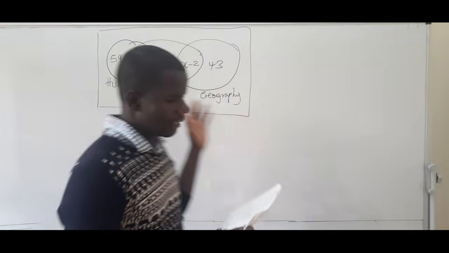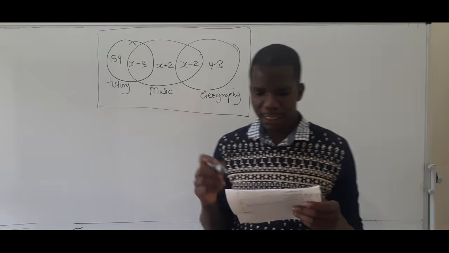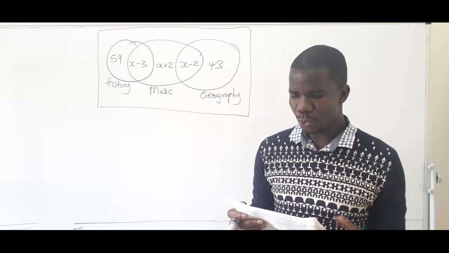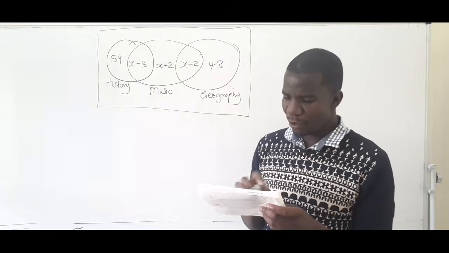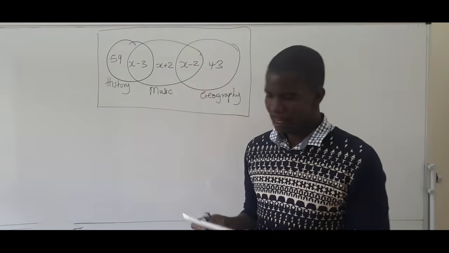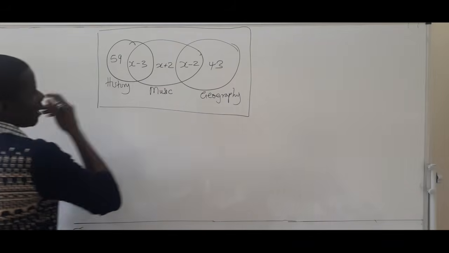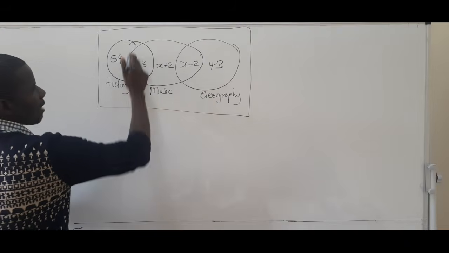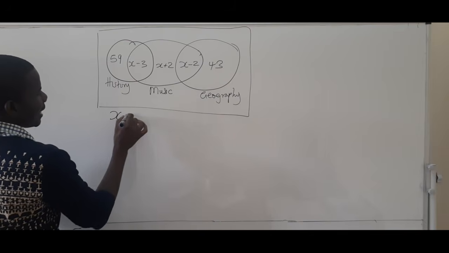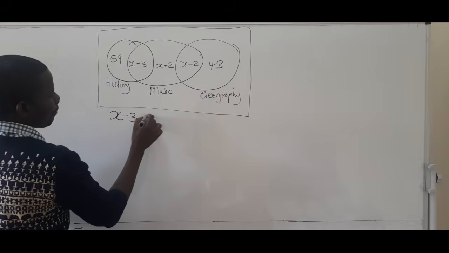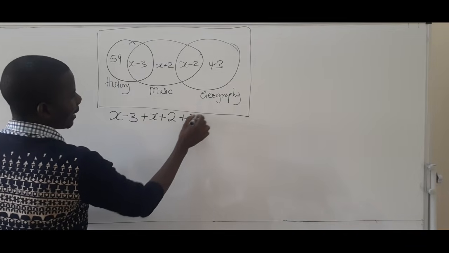The Venn diagram below shows the optional subjects that the grade 9 and grade 10 learners at Kasambira Secondary School took in a particular year. So this is the information that we have. Given that 12 learners took music, find the value of x. So in music we have x minus 3, plus x plus 2, plus x minus 2.